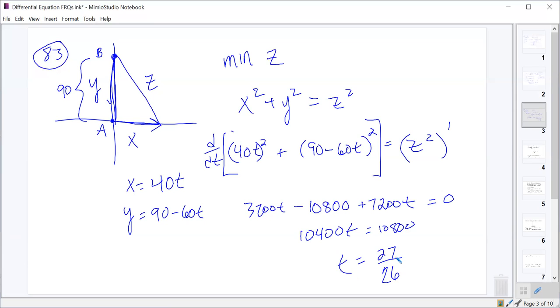Does that make sense to everybody for 83? Do you have to do a sign chart or no? Oh, yeah, sorry, we should do a sign chart. So 27, 26, plug in something like 1 to your derivative. If I plug in 1, I get a negative value. And if I plug in something more than 27, 26, like 2, I should get a positive value. So yeah, it comes out to be a minimum. Any other questions there on 83?